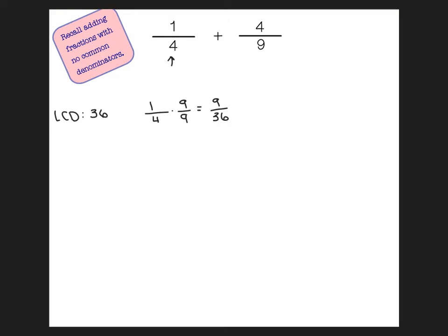Very similar, when we want to change this to have a common denominator of 36, we need to multiply the numerator and denominator by 4. After we do that, then we can actually add these two together. So this was just a little reminder that anytime we multiply the denominator by something, we also have to multiply the numerator by the exact same thing.